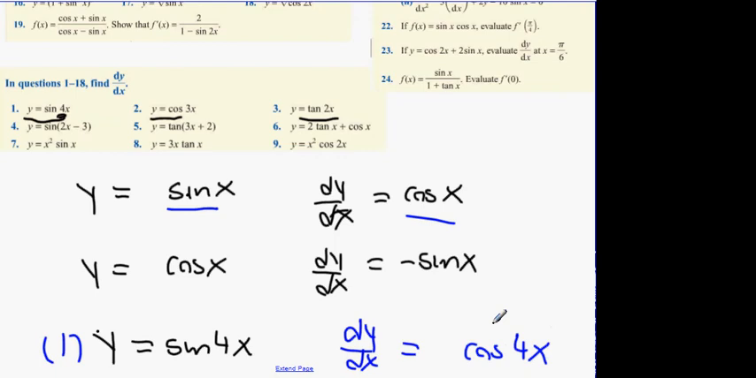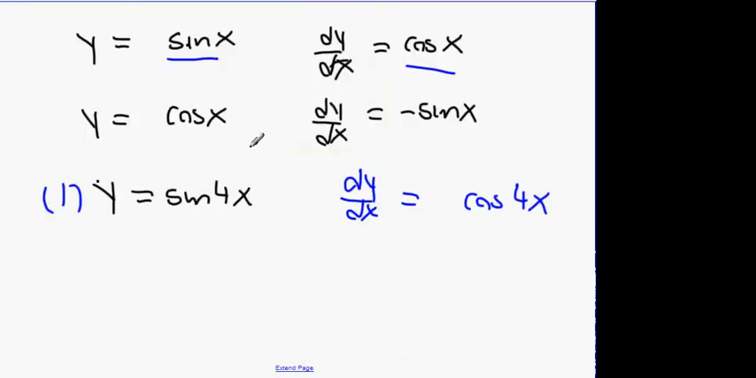That's half the answer. There's one little part you always got to do. You always have to differentiate the angle. So differentiate the angle and what happens? 4. Yeah? So the answer is 4 cos 4x.